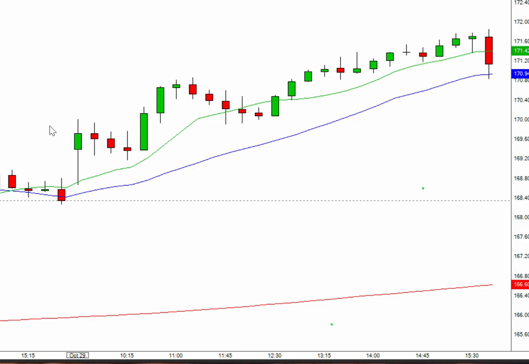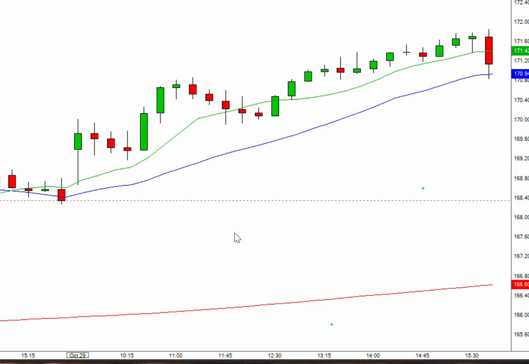Maybe some of you were in it, maybe some of you missed it, but I want to go over the nuts and bolts of this trade and how you could have made money today. So what we're looking at is a 15-minute chart of Google. Every bar is 15 minutes.